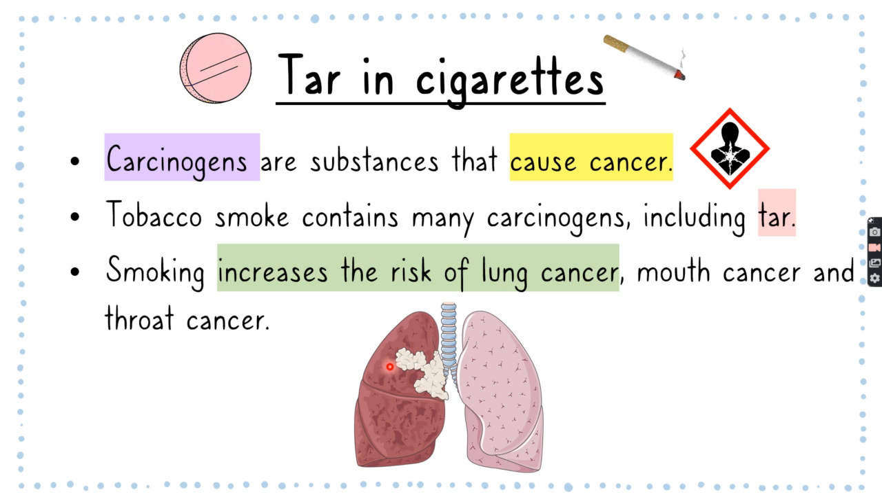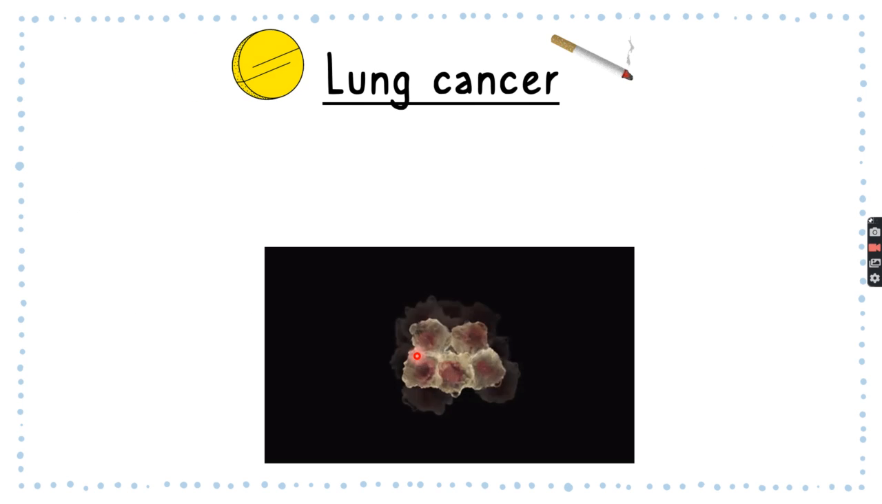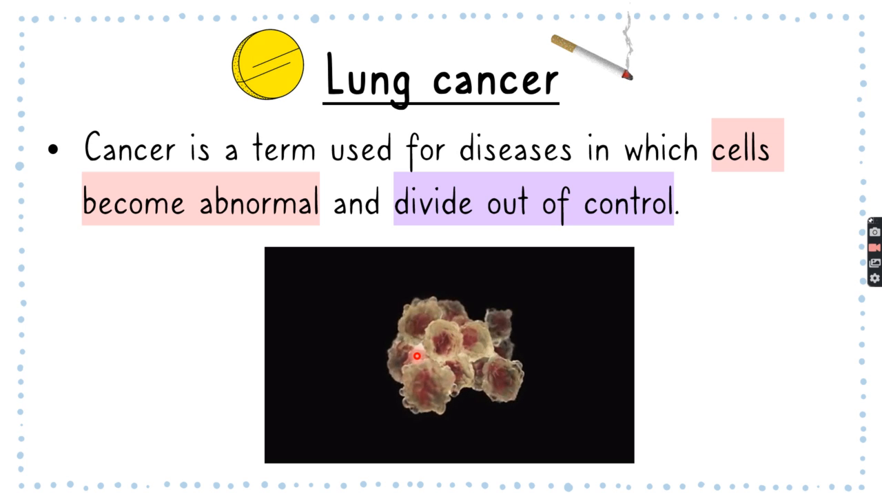And tumors are lumps of tissue that have grown inside parts of your body, and they may even attach onto or grow inside organs that are very important for you. Cancer itself is a term used for diseases in which cells become abnormal and divide out of control.